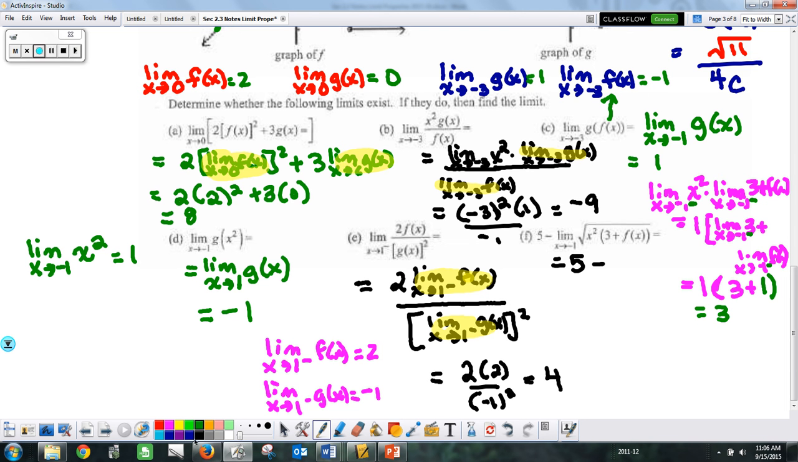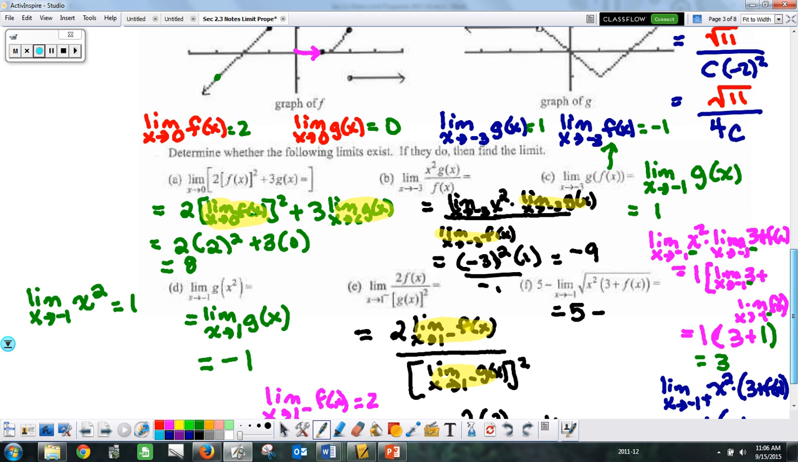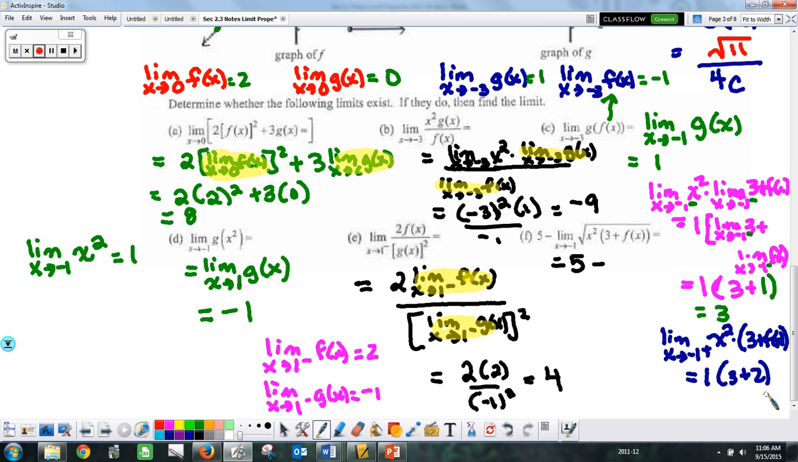Now we're going to look at the right limit, okay? Because we're doing this combination, it is possible to have the inside part not exist, but yet the combination end up being a limit that does exist, and we are going to check that. So now I'm going to do the right limit. The limit as x approaches -1 from the right of x squared times 3 plus f of x. Now we've already done most of the work. You're still going to have your 1, you're still going to have your 3, but now you're going to have the right limit. The right limit is 2. Alright, so that's going to give me my 5. These are not the same.